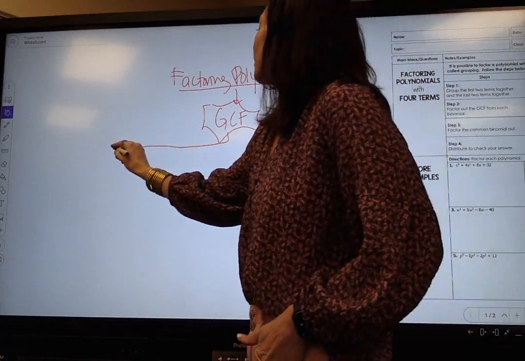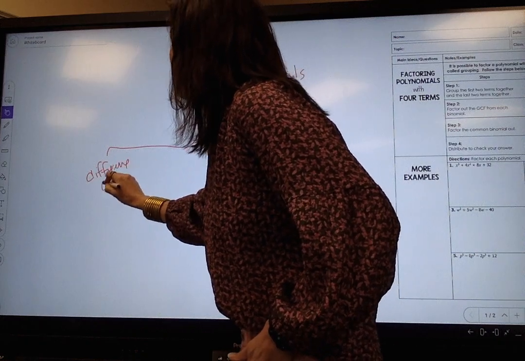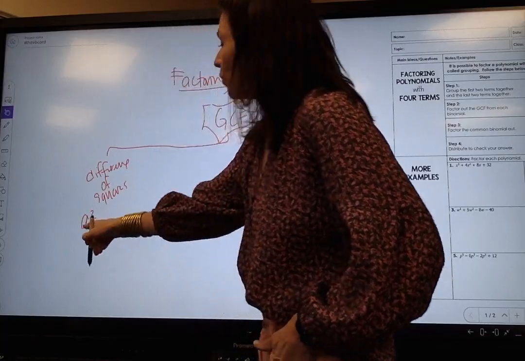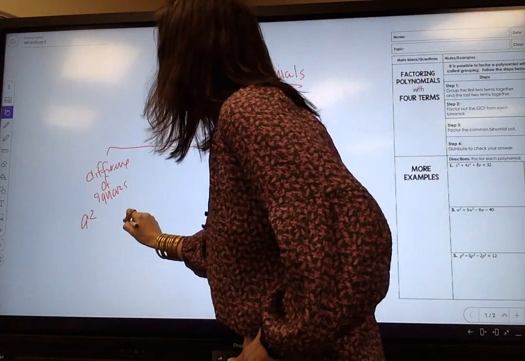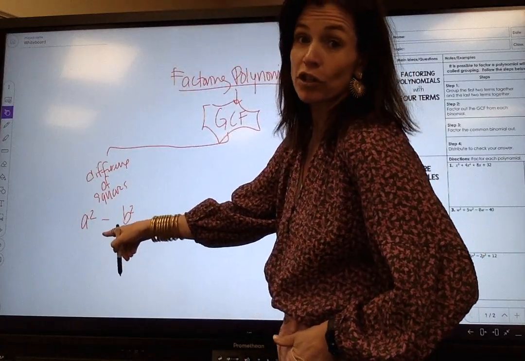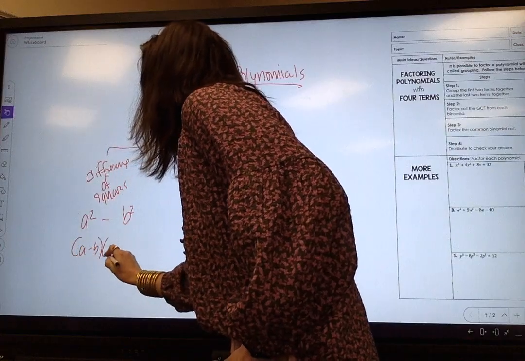What are the different methods that we use? The first one is the difference of squares. So if it fits the pattern of, are you able to take the square root of the first term? Are you able to take the square root of the second term? And is this a subtraction sign? Then it's a difference of squares, and you factor it.